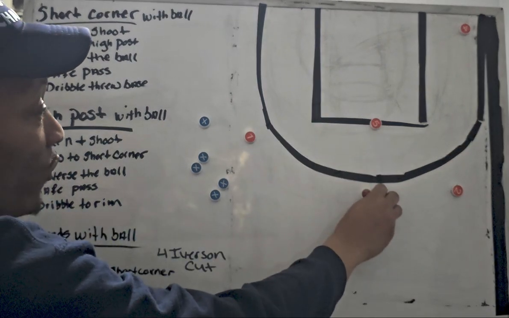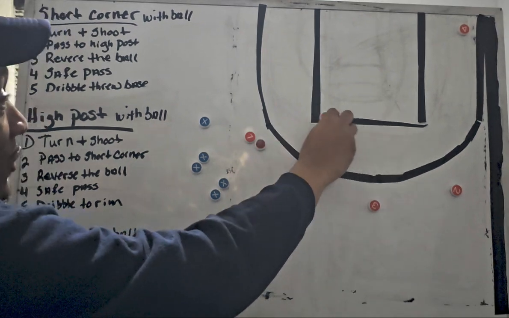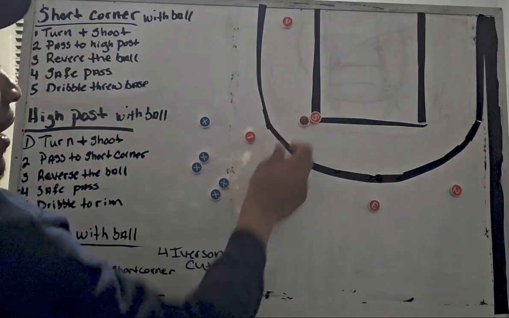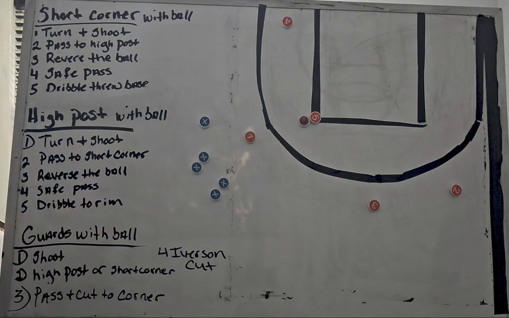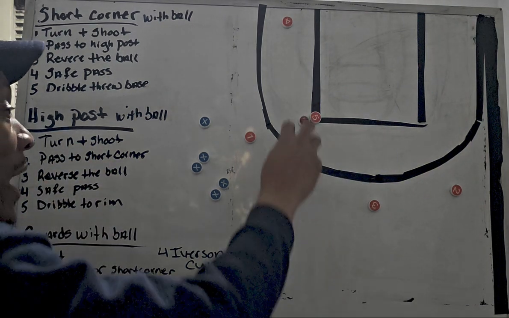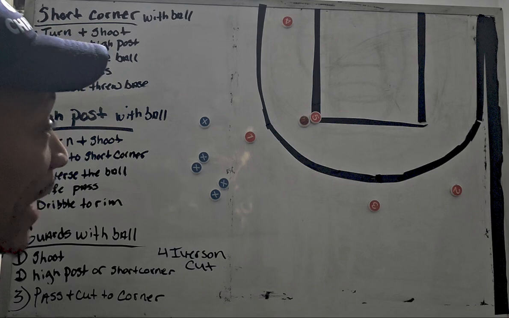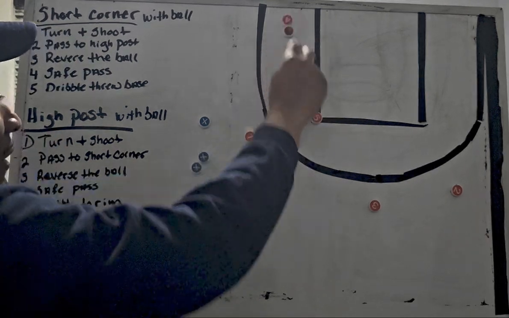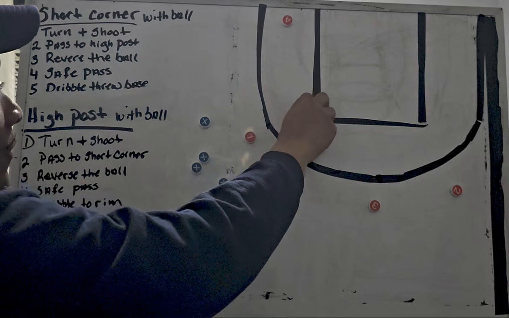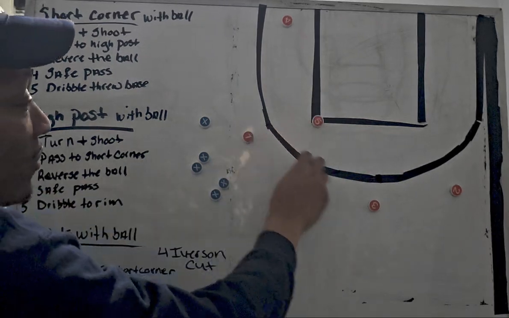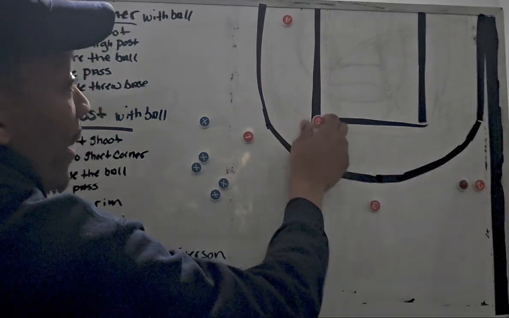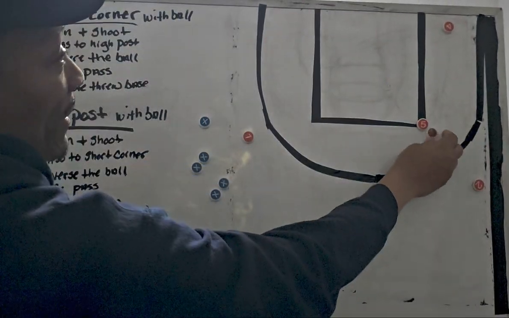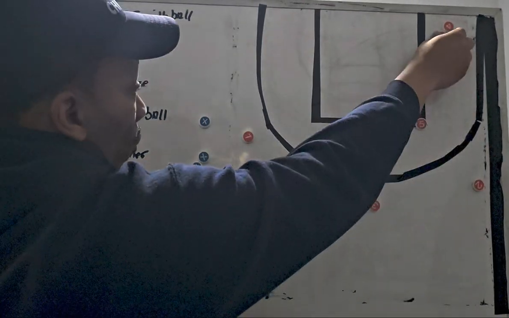So for example, if we swing it to the wing and high post rotates over, remember short corner comes too. If we pass it there, his first option is always to turn and shoot. When the high post has the ball, his second option is to pass to the short corner because they'll be on the same side. Again, we pass it out, we swing, the ball goes here, he rotates over, short corner rotates over, we pass it inside, he gives it to the short corner.